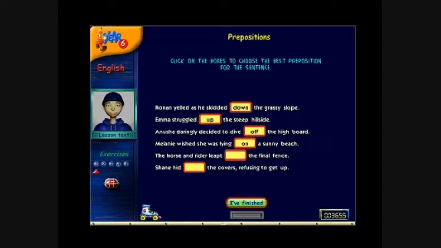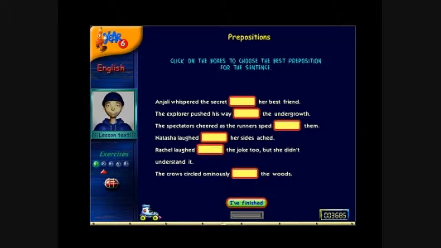The horse and rider leapt over the final fence. Shane hid under the covers. It's easy. Piss easy. Oh, that was great! Yes, I'm fantastic. Angeli whispered the secret to her best friend. The explorer pushed his way into the undergrowth.